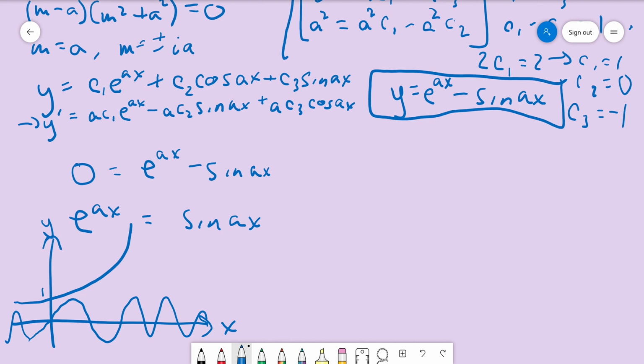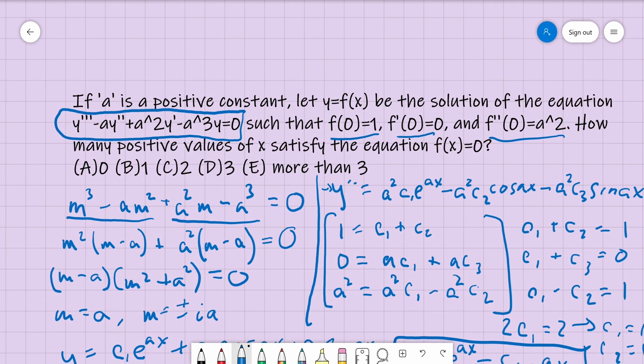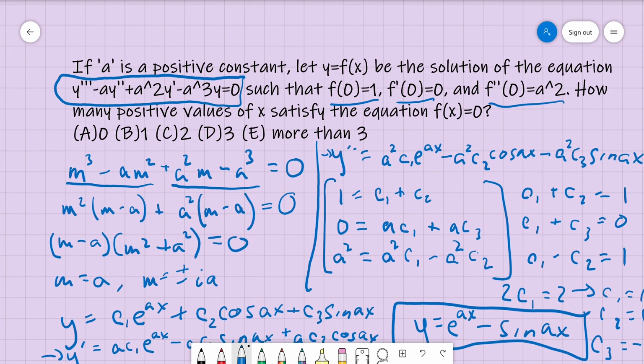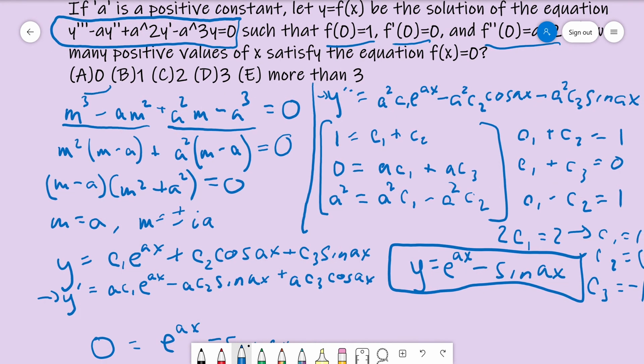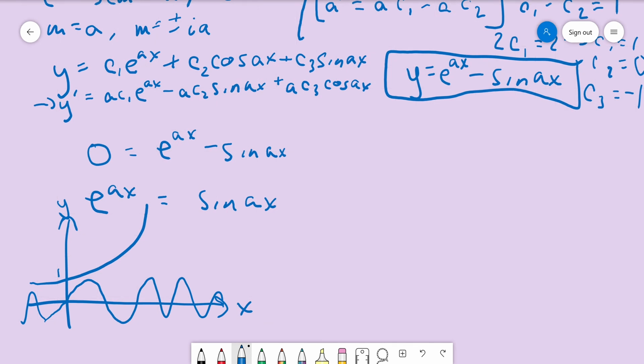Well, let's see, what does the question ask us for? Not when x is positive anyway. Yeah, and it asked us how many positive values of x satisfy that equation. So the answer is 0, because no positive values of x can possibly satisfy that equation, because whenever x is positive, these two graphs never cross.